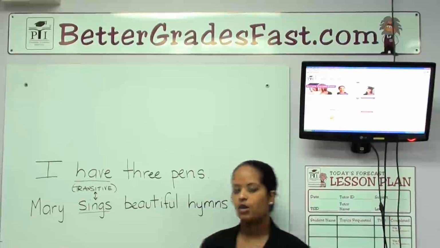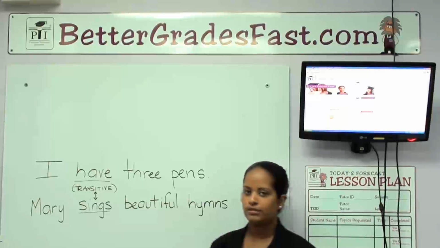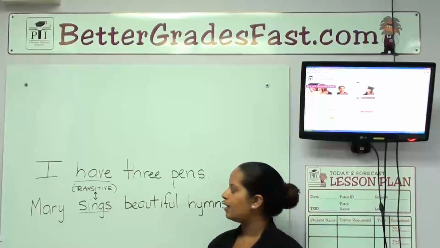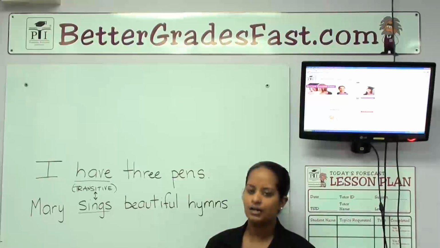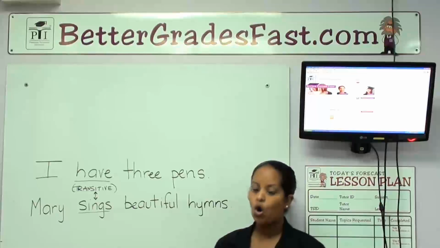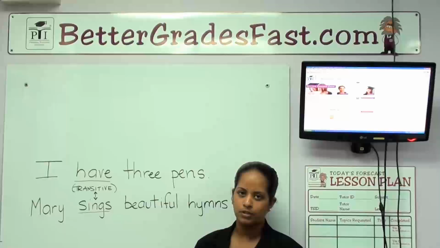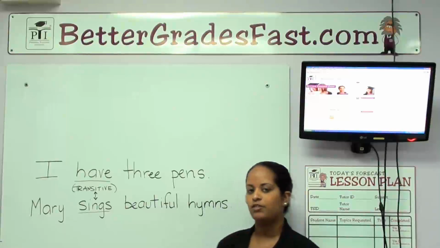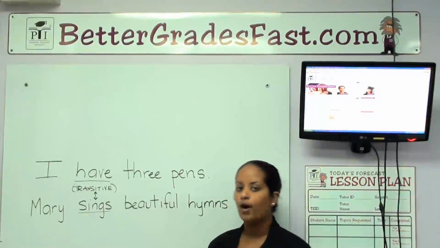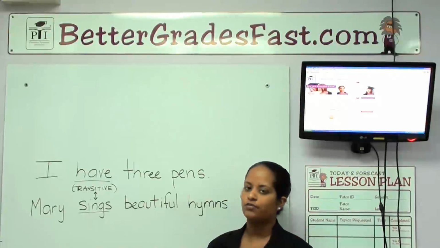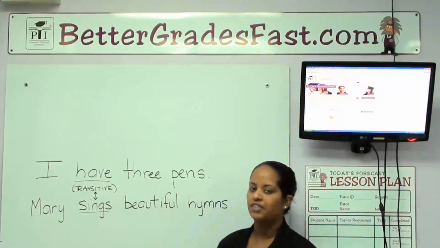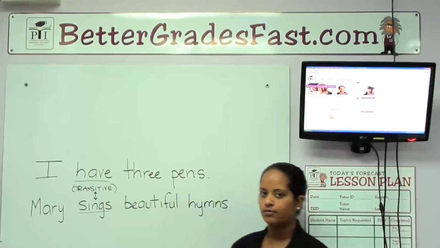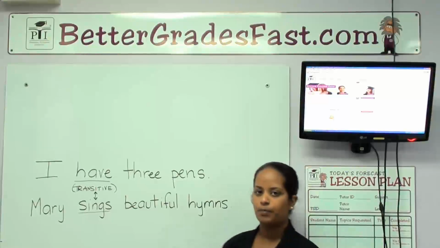Intransitive verbs would be the opposite of transitive verbs. Intransitive verbs are those that cannot answer the questions who or what after the verb. This means that if you ask who or if you ask what after you find the verb in your sentence and you get no answer, then that verb is intransitive. Let me show you some examples.